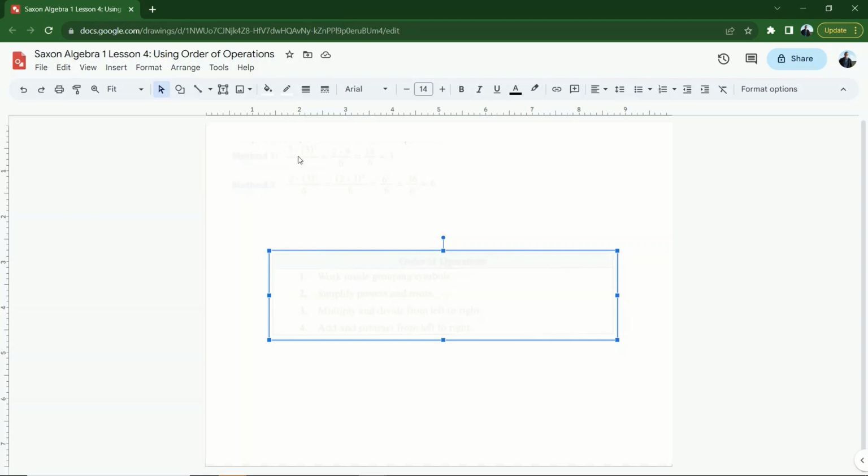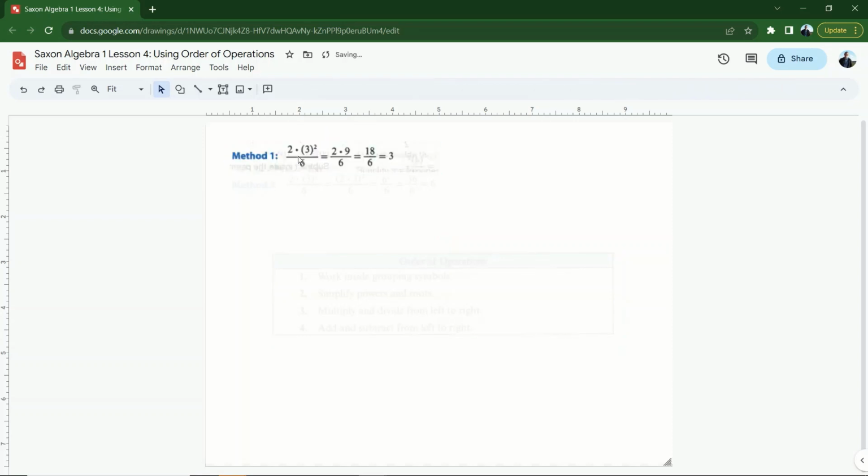It's because without it, there's different methods of working problems. So I want you to just take a look at how we work this problem. 2 times 3 squared divided by 6. I could simplify that to 2 times 9 divided by 6, 18 divided by 6, or 3, okay? So if you follow the math there, it makes sense.